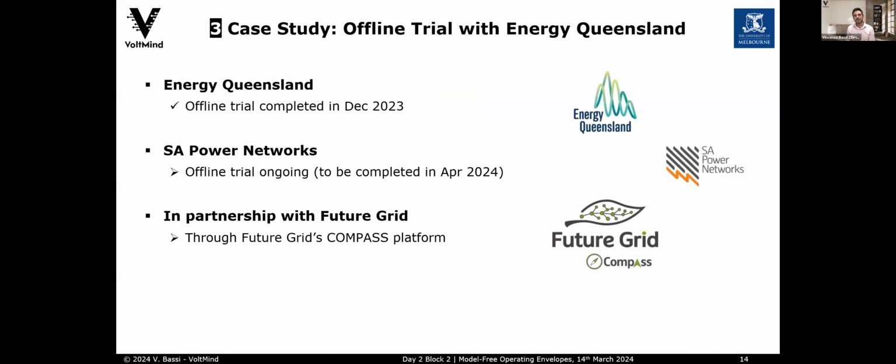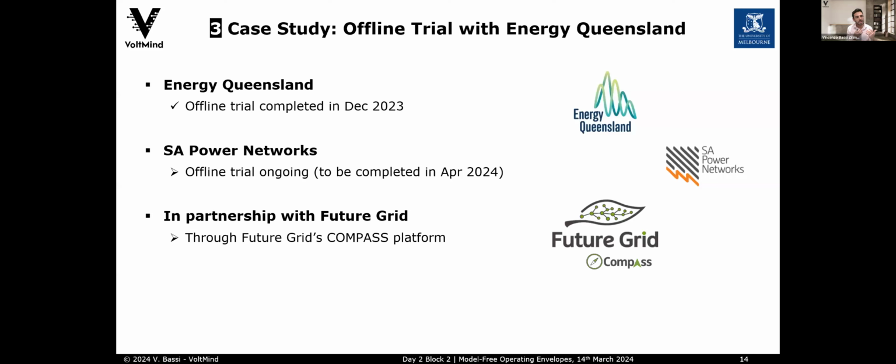So a little bit of context, we have been carrying out offline trials of our model-free technology with some distribution companies here in Australia. We completed one in December 2023 with Energy Queensland, where we trialed our model-free dynamic operating envelopes technology. And we have an ongoing trial as well with South Australian Power Networks related to our model-free hosting capacity technology, which essentially is the same principle.